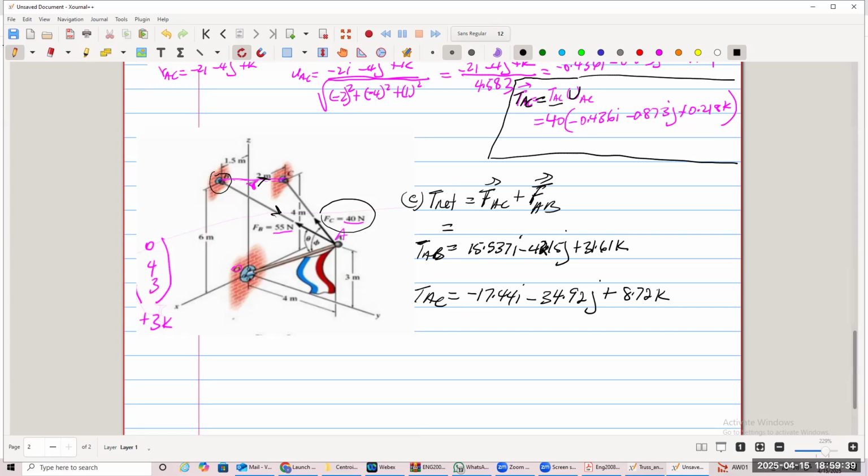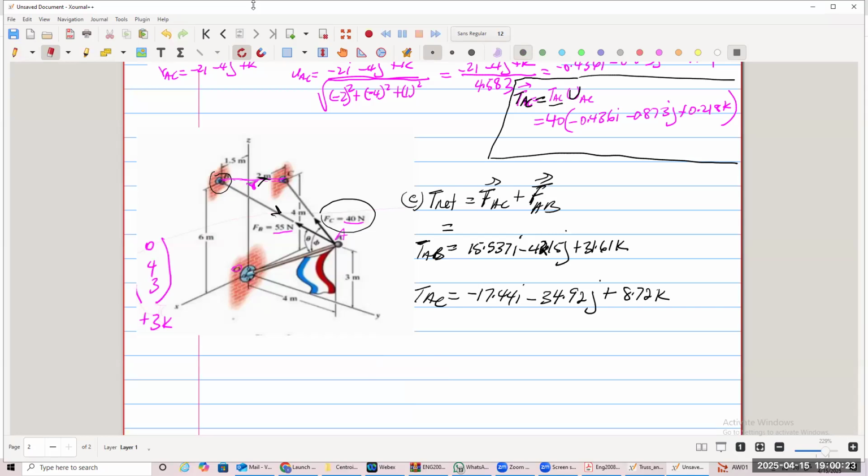Okay. So the net force is equal to the sum of them. So it will be TAB plus TAC. When you add them, add all the i's together, what do you get? It will be 15.537 minus 17.44. Hold on. Let me start that over again. I have so much space and I'm going to run out of space here. Let me clean that up and do it over. Let's write them again.